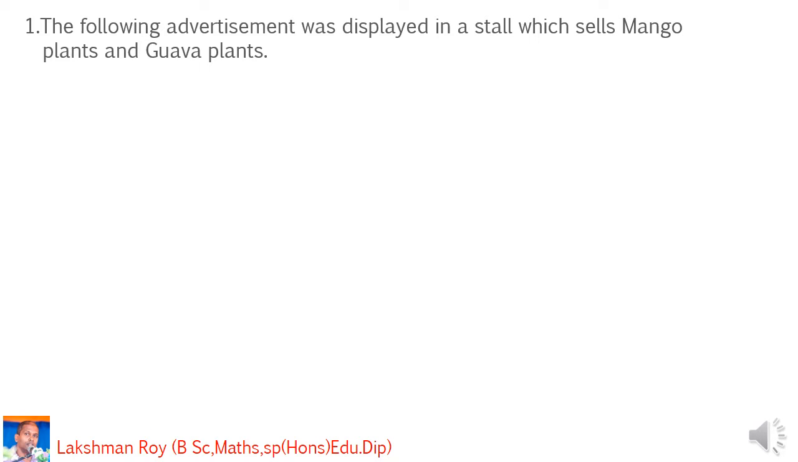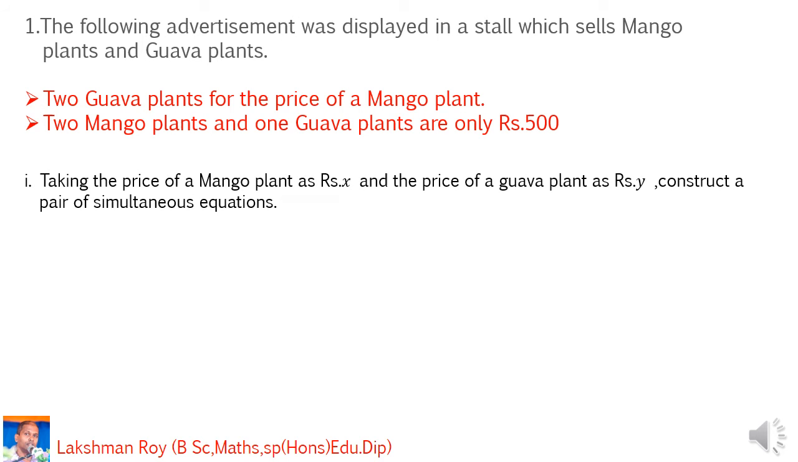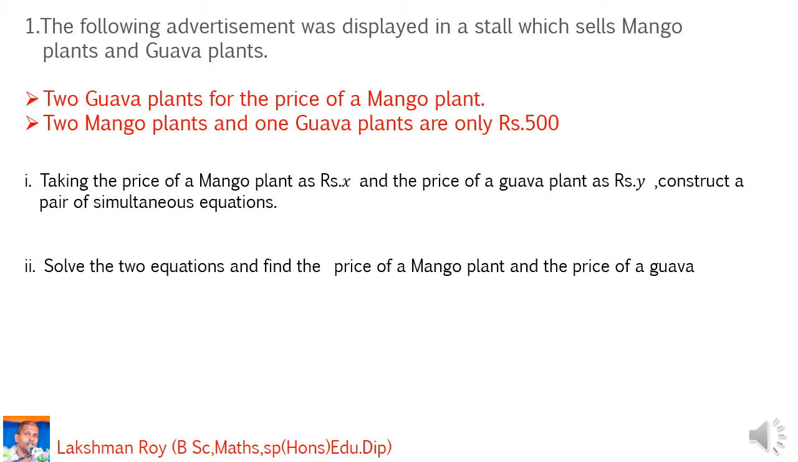Right, my first question, students: the following advertisement was displayed in a stall which sells mango plants and guava plants. See the advertisement: 2 guava plants for the price of a mango plant, and 2 mango plants and 1 guava plant only 500 rupees. Roman number 1: take the price of a mango plant as X rupees and the price of a guava plant as Y rupees. You have to construct a pair of simultaneous equations, and Roman number 2: solve them and find the price of a mango plant and a guava plant. So that is the first question.